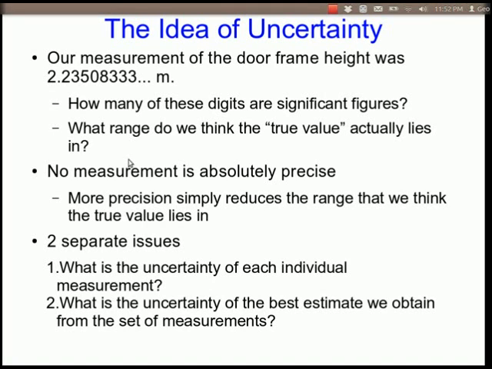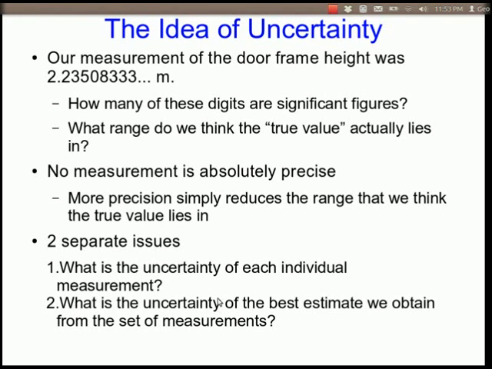And it doesn't matter how many measurements we take or how precise our instruments are, all we can do is reduce the size of that range. So there are really two separate issues here. First of all, what's the uncertainty of each of our individual measurements? And second of all, once we get a best estimate out of our set of measurements, what's the uncertainty in that? In other words, how close do we think it is likely to be to the true value?